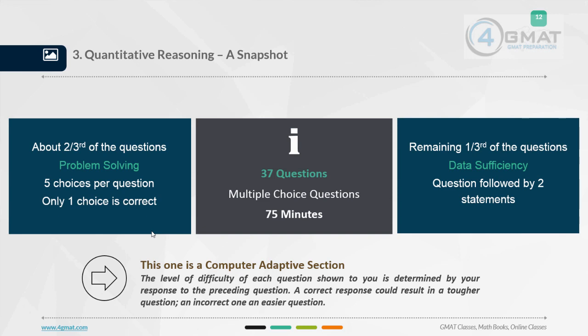So as you answer questions right, the next questions that you get could be of a higher level of difficulty. Higher level difficulty questions give you more points than lower level difficulty questions. The reverse is also true. If you answer questions incorrectly, as you make more and more mistakes, the software is programmed to understand that you are not comfortable or competent at that particular level. So it will start showing you questions of an easier level of difficulty. Easier level questions obviously get lesser points.